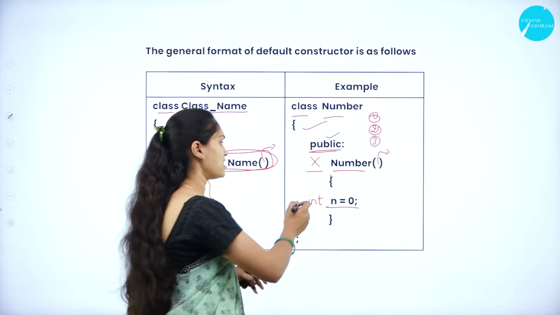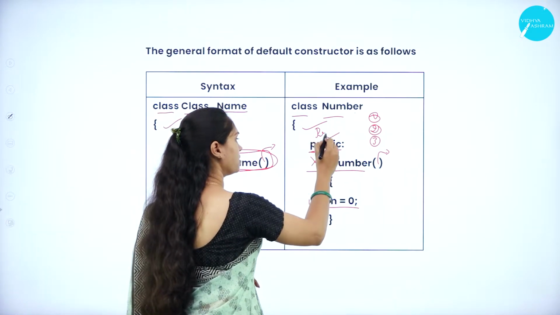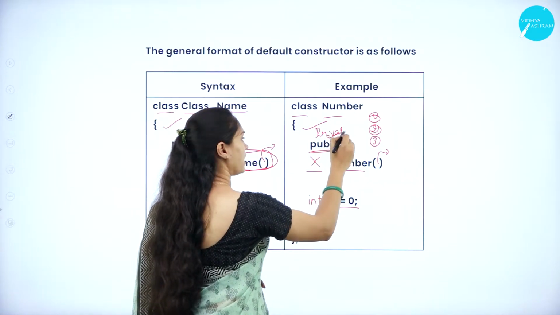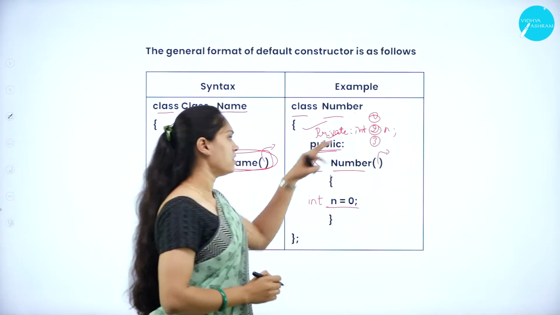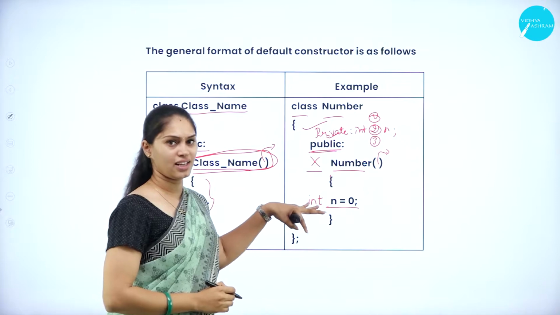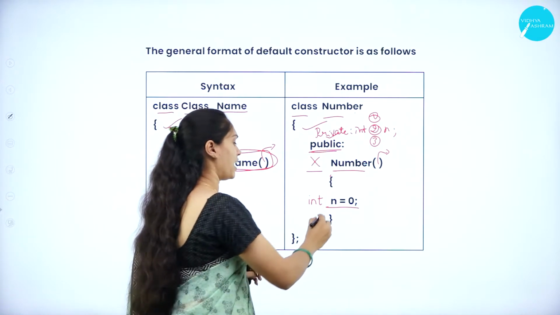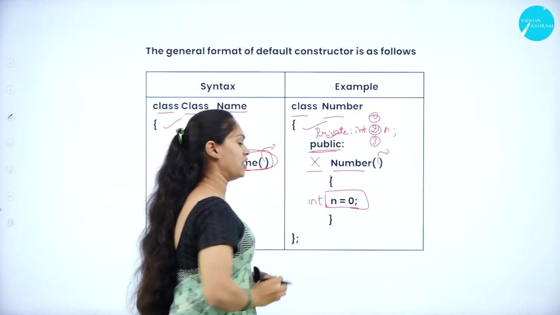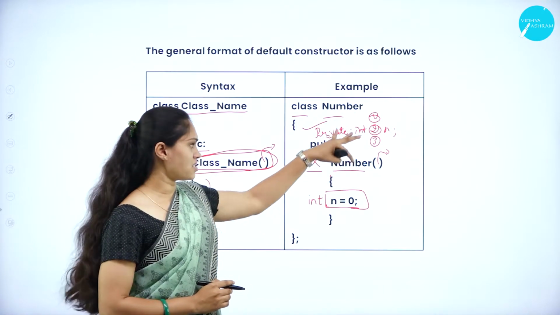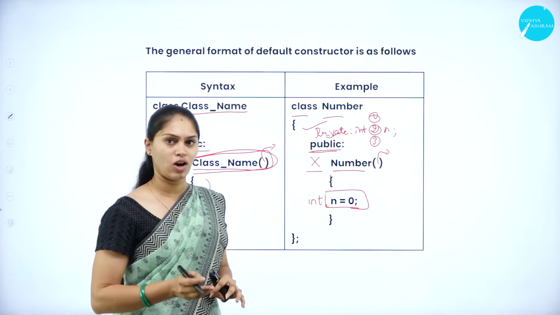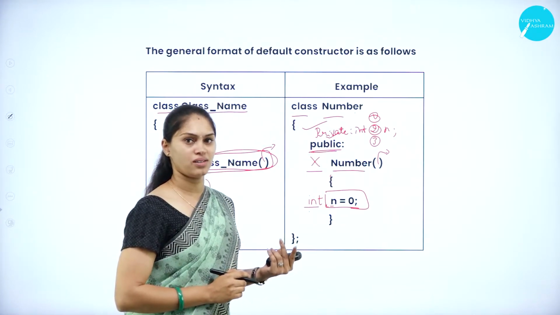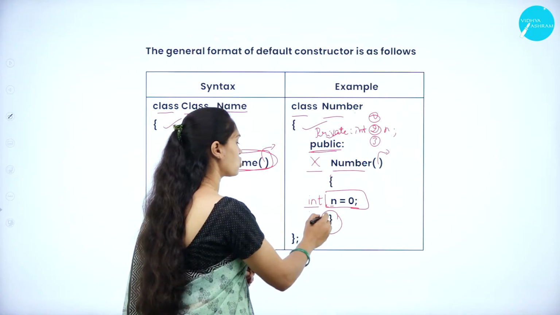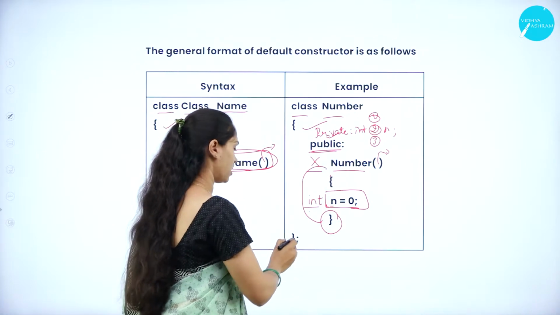Or else you can also declare n in private. If you do that here, then there is no need to write the int again in this line. So you can directly use n is equal to 0. Or else you must declare it as a variable, or take the data type along with the name of the variable. Getting? So, this ends the scope of this constructor.